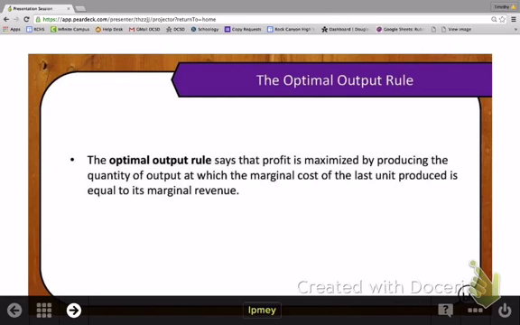And this is going to be a very important rule, and it's going to apply to all firms in all types of market structures. Whenever marginal revenue is equal to marginal cost, meaning when the dollars coming in are equal to the dollars going out, that is going to be the point at which profit is going to be greatest. Profit will be maximized. And so we can call this the optimal output rule. Sometimes we call this the profit maximizing rule, where marginal revenue equals marginal cost.